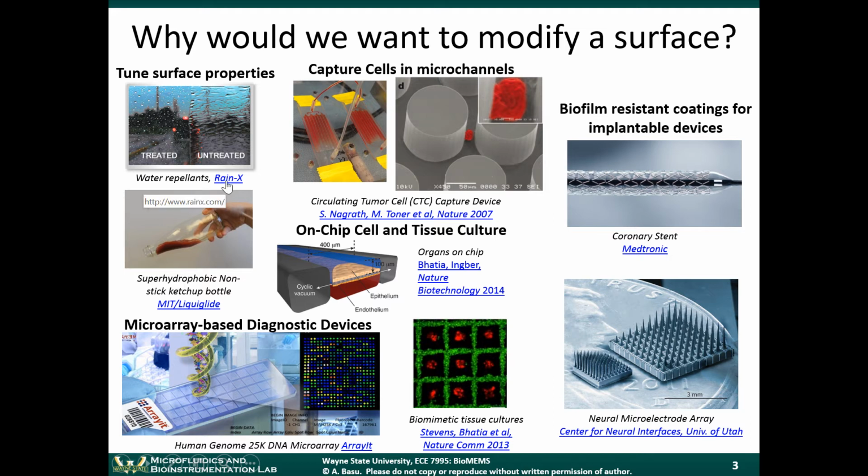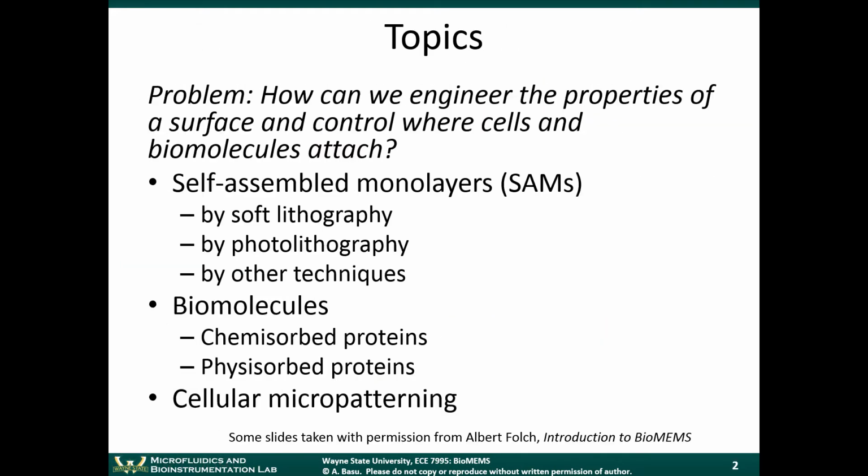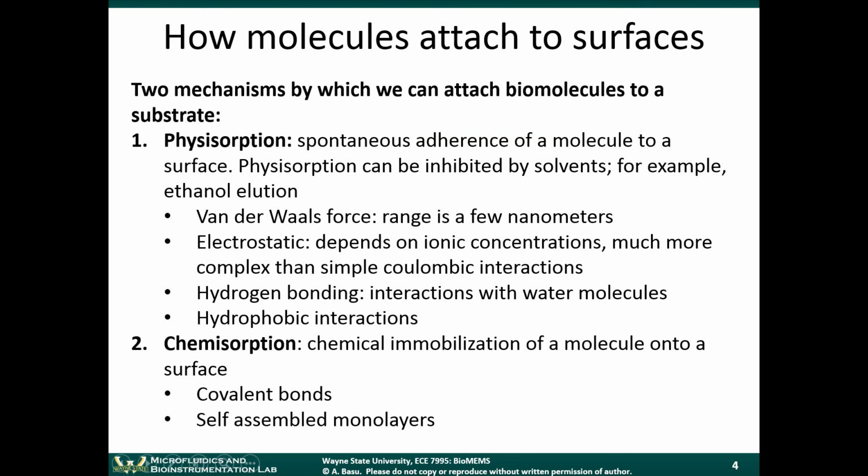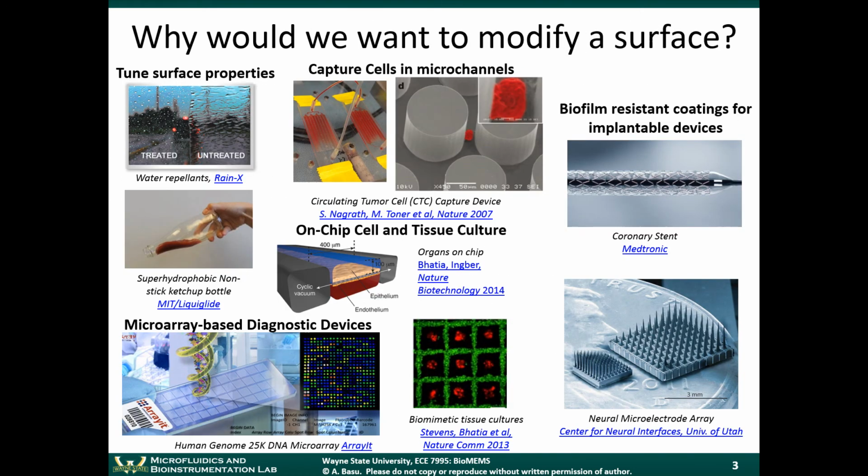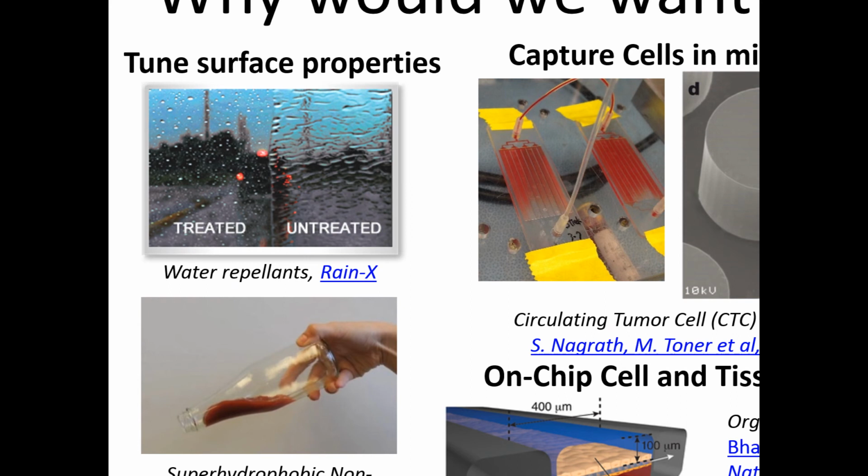Jeremy, you brought this example of Rain-X last time. You can treat a surface to change it from hydrophilic to hydrophobic. Glass is hydrophilic by nature, so the water likes to adhere to the glass. By treating the surface of the glass, you can make it hydrophobic, where the water would bead up. We looked at some examples of hydrophobicity, super hydrophobicity, and so on last time.